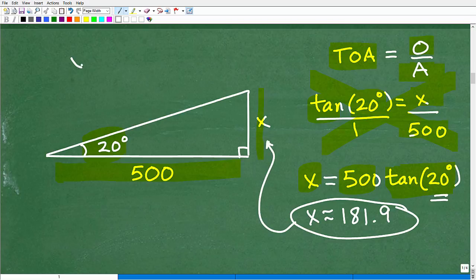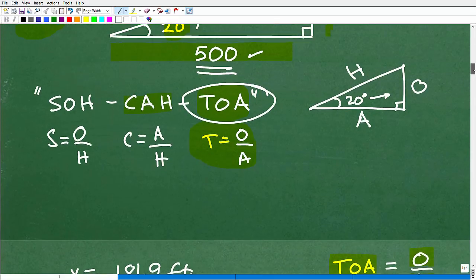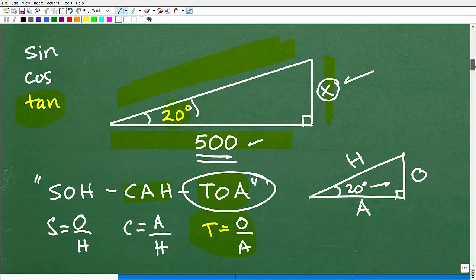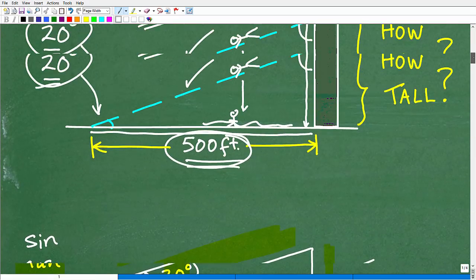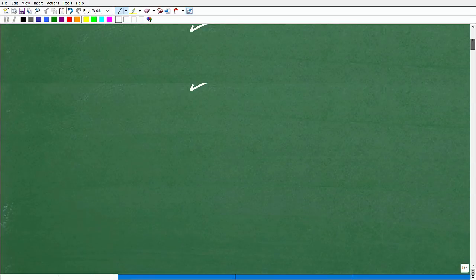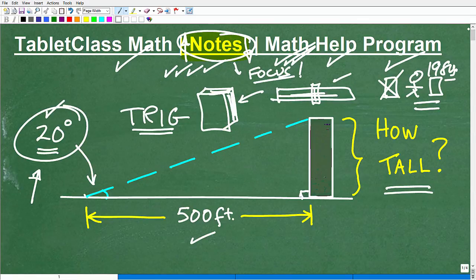But what does that represent? Well, x was the height of the building. So the building is approximately 181.9 feet. There are a few other decimals we can round off. And that's it. This is an illustration of basic right angle trigonometry. Obviously, when you're learning a subject like trigonometry, we have to start off with the basics, but we get an appreciation of the power of trigonometry.